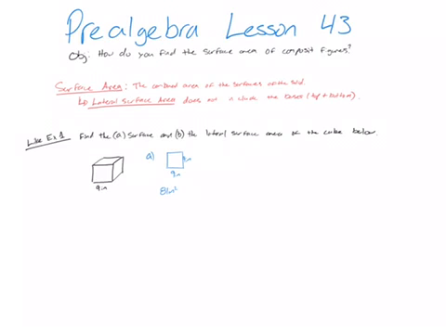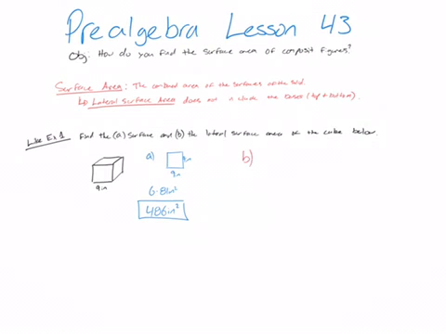Okay. And since I have 6 faces, the front, the back, the right, the left, the top, and the bottom, I'm just going to say 6 times 81, and I will get 486 inches squared. That's for part A.